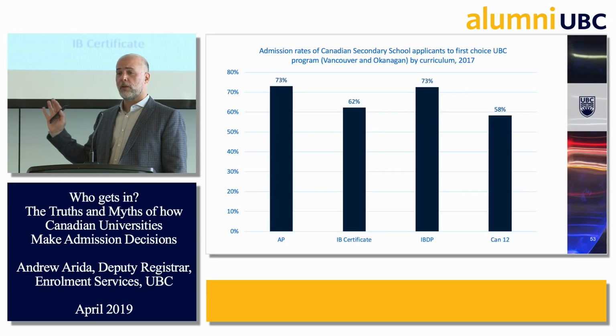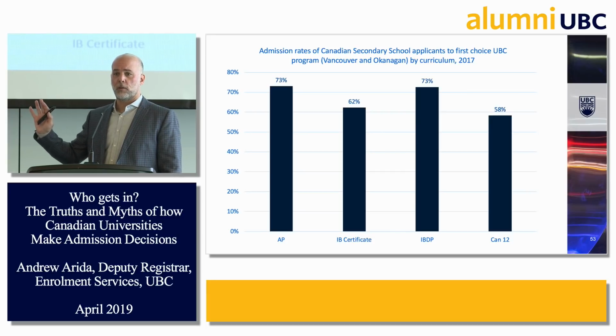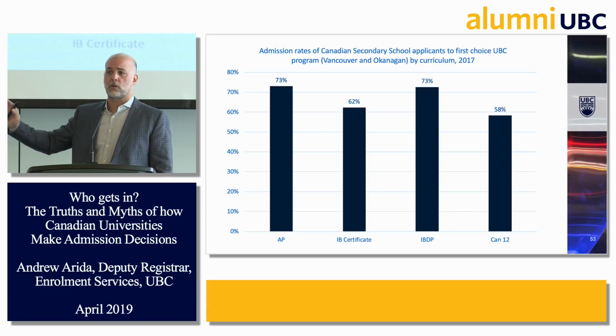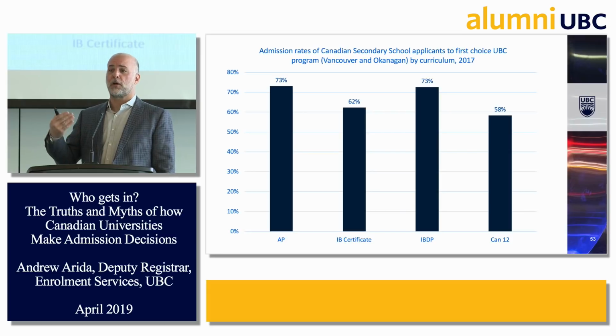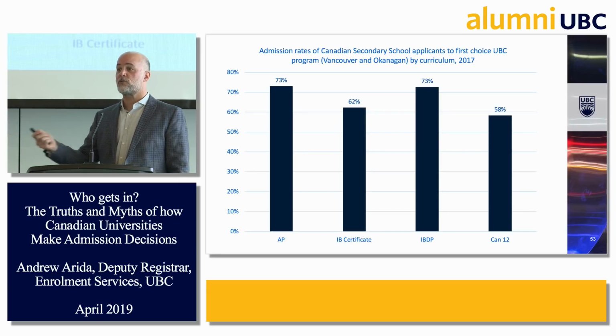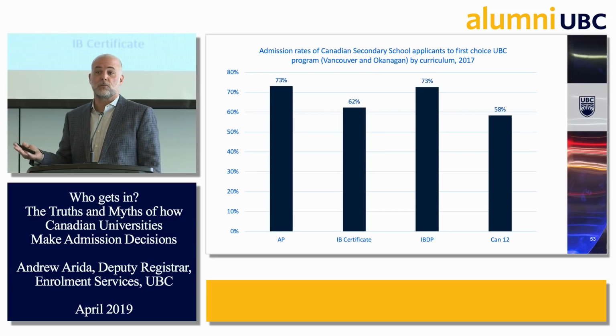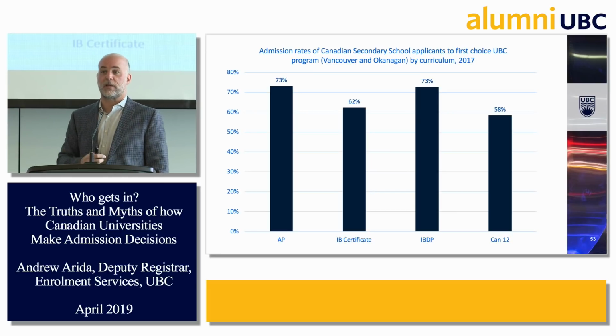Now, I want to be clear here that there is a real chicken and egg argument. I don't want this to look like UBC or any university favors one curriculum over another. The truth is that top students are attracted to a more rigorous curriculum. So AP and IB have attracted some of the strongest students. My guess is that those individuals would have gotten in whether they went into the IB or the AP or not, because they're strong students. And a good student is a good student is a good student, regardless of the curriculum that they come from.